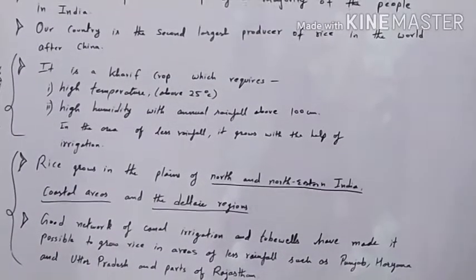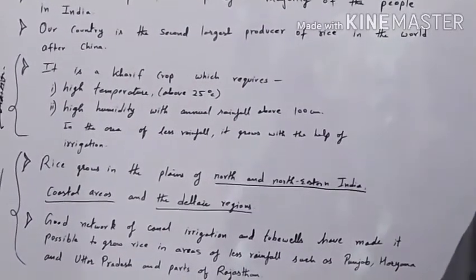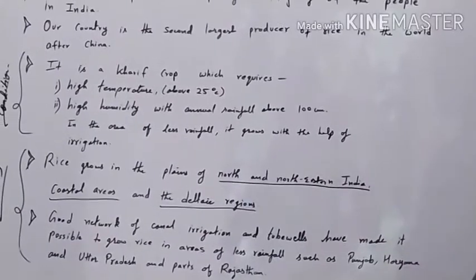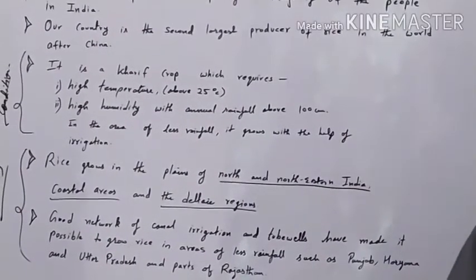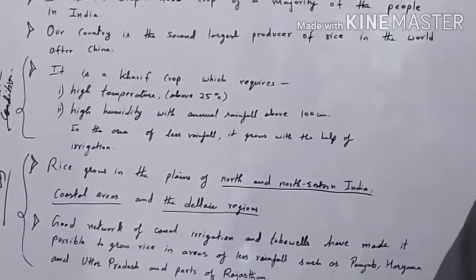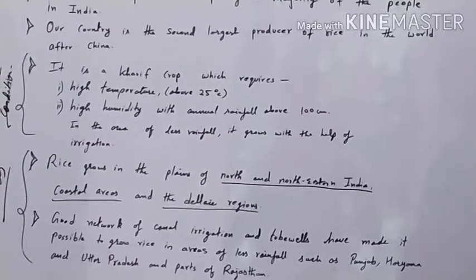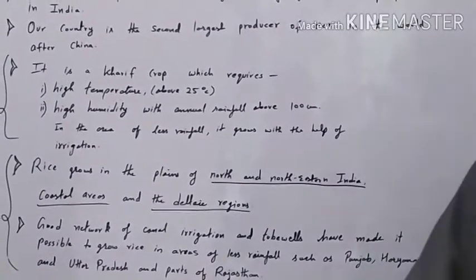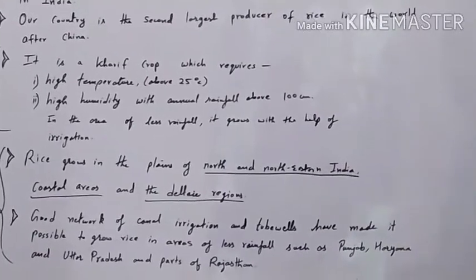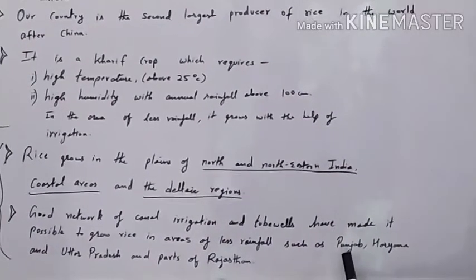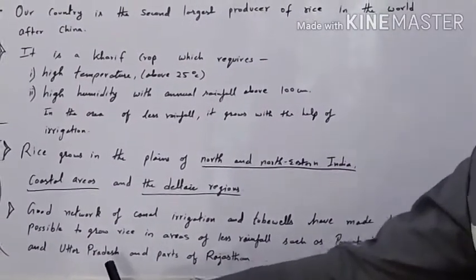Now let us understand about the places where there is less availability of water, that means there is less rainfall. Some of the areas receive very less rainfall, such as places like Punjab, Haryana, Uttar Pradesh and Rajasthan.